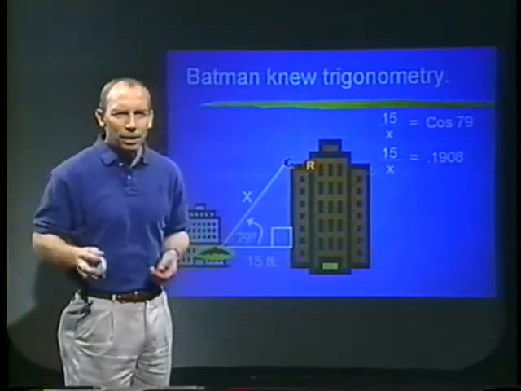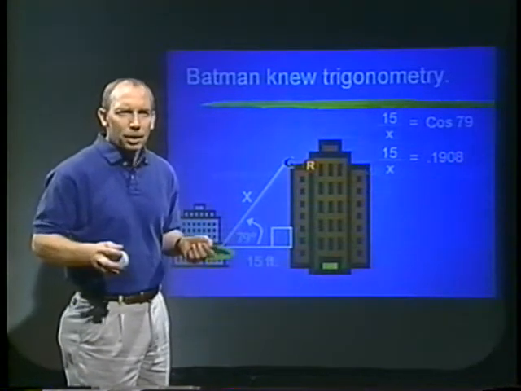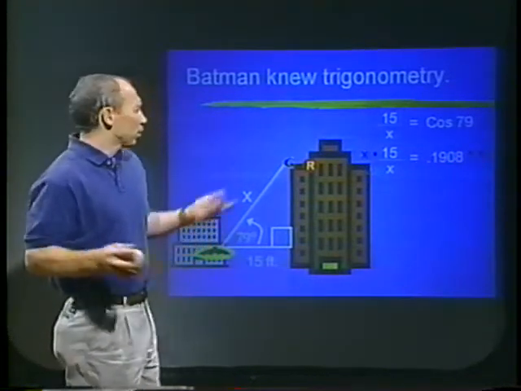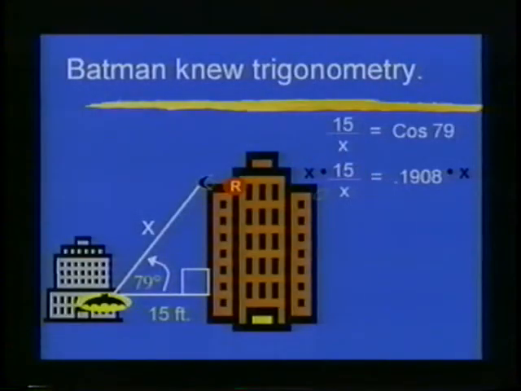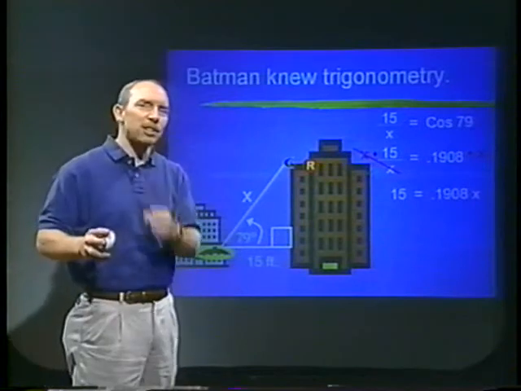Now he has to solve for x. What would you do to it? You have to do something to both sides of the equation. Well, let's multiply, just one way to do it. Let's multiply both sides by x, thereby canceling this side, okay? Okay, let's see what we get then. Well, then that'll cancel that out, and we'll get 0.1908x. Well, I don't want 0.1908x. I want x. So I got to get x alone.